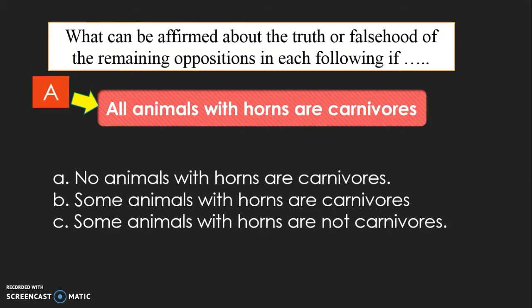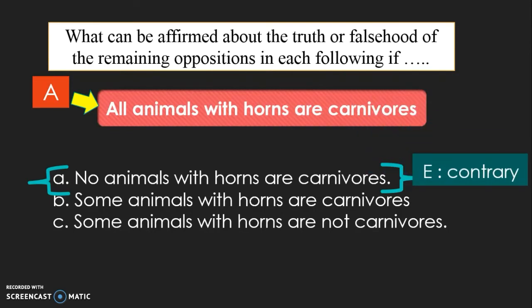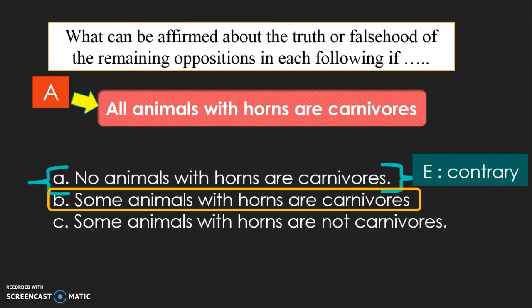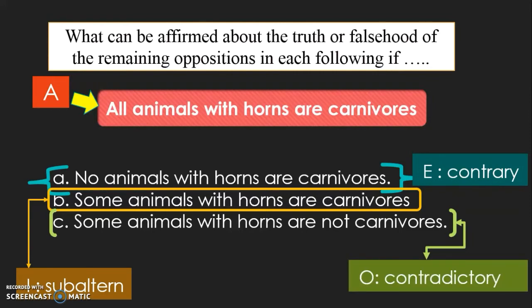All animals with horns are carnivores is an A proposition. No animals with horns are carnivores is an E proposition, which is contrary with the A proposition. Some animals with horns are carnivores is an I proposition, which is subaltern with the A proposition. And some animals with horns are not carnivores is an O proposition, which is contradictory with the A proposition.